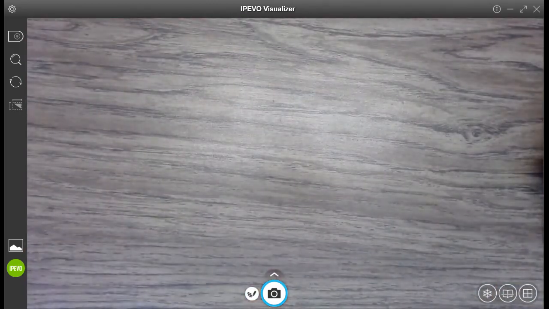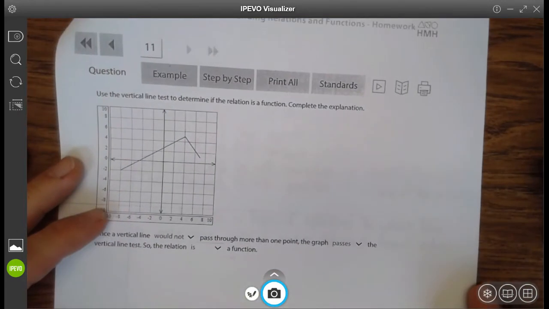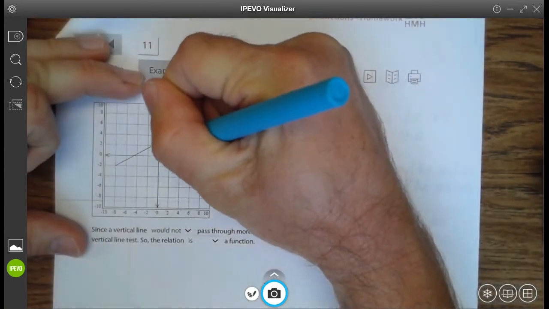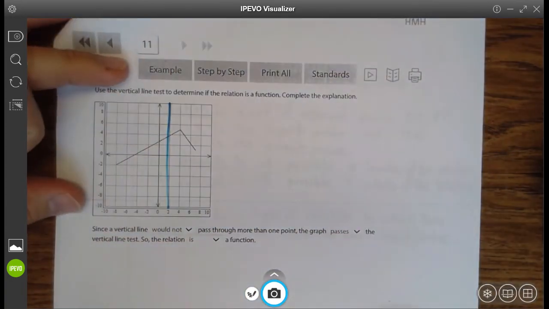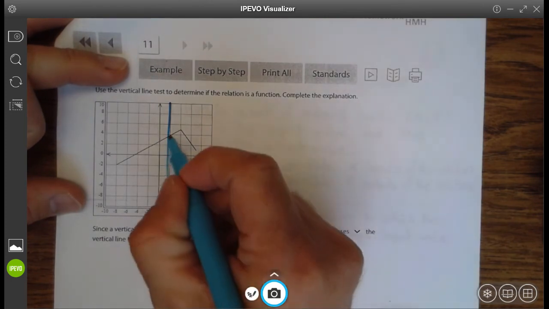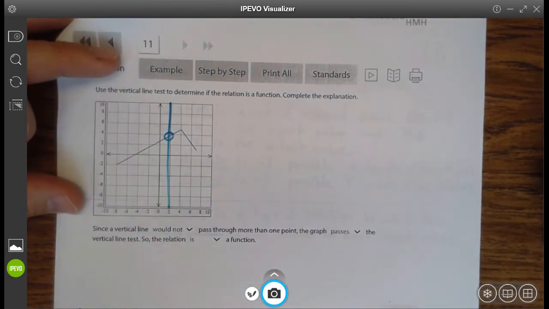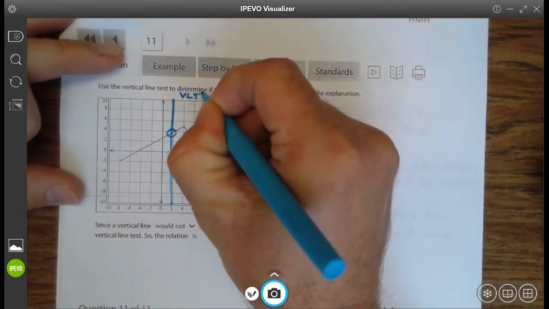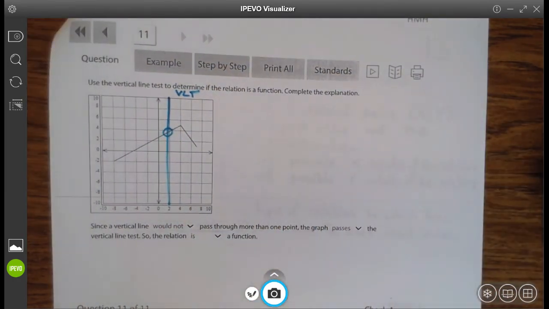All right, example 11. Use the vertical line test to determine if the relation is a function. Complete the explanation. So I'm going to draw a vertical line through the graph. Since the vertical line would not pass through more than once, it only passes once, the graph passes the vertical line test, so the relation is a function.